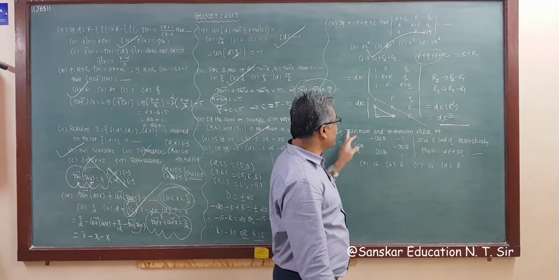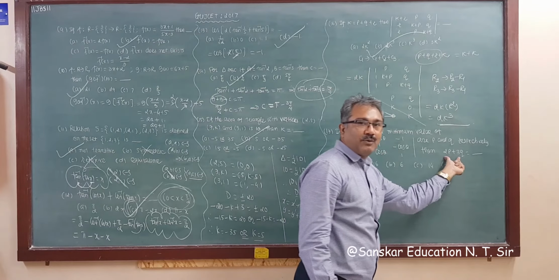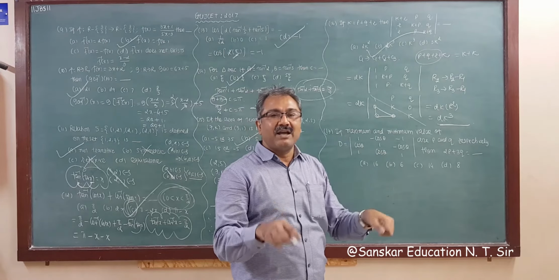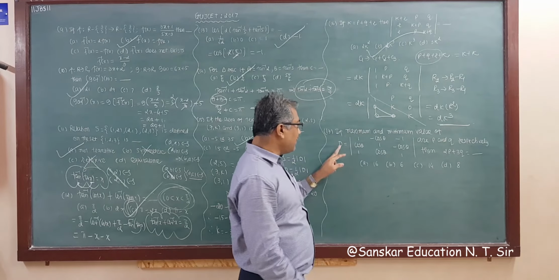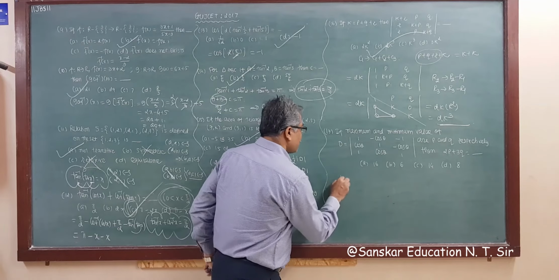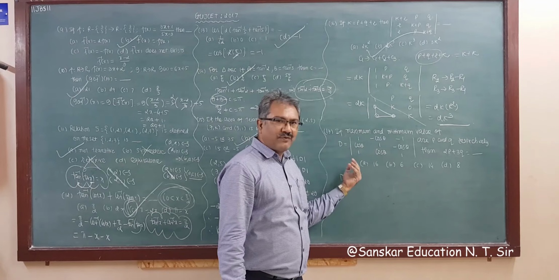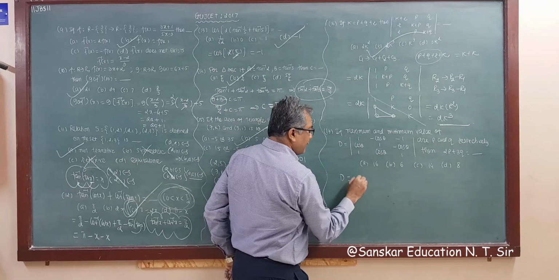Find the maximum and minimum value of this. Then find the value of 2p plus 3q. So maximum and minimum value means you have to consider this as a function and find out the range of the function, right? So first of all, we are expanding this. I am expanding directly because we are not able to find the 0 here. So expanding is very easy.